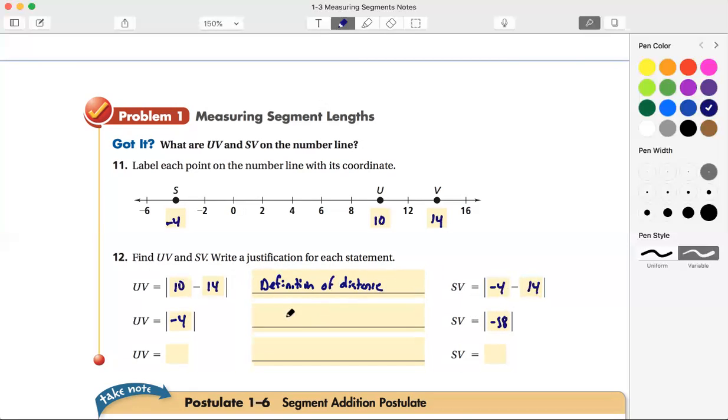The reason I can do that is because of subtraction. I subtracted. Then I take the absolute value. So the length of UV is 4. The length of SV is 18. And the reason I can do that is find the absolute value.